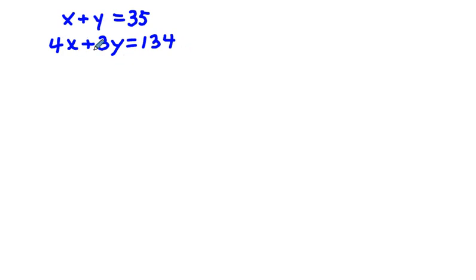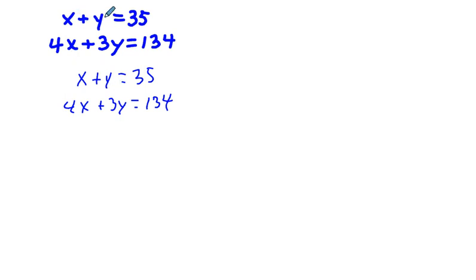And this is the problem that he gave me. So we have x plus y equals 35, and we have 4x plus 3y equals 134. What I'm going to do is solve by elimination. And the technique is to take one of these equations and rearrange it such that when you add to the other equation, you eliminate one of the variables.